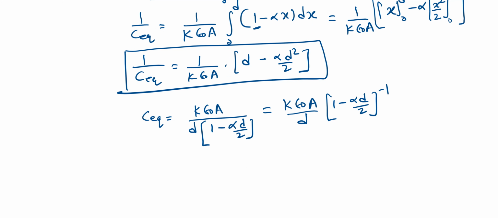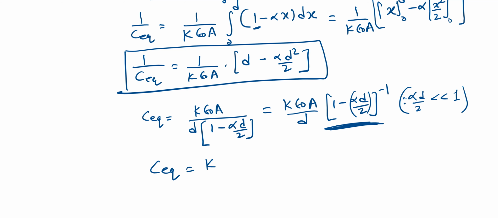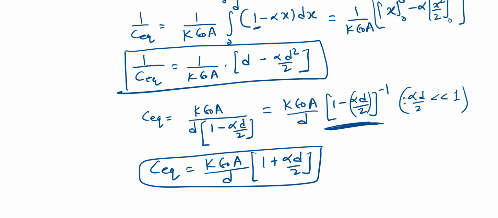Now what we can say from here? This alpha d by 2 is again a very very small number. Alpha d by 2 is much smaller than 1, extremely small as compared to 1. Then we can again apply binomial approximation for this value. So the answer would be C equivalent is equal to k epsilon naught A by d times (1 plus alpha d by 2).